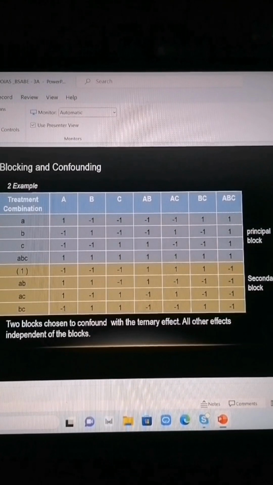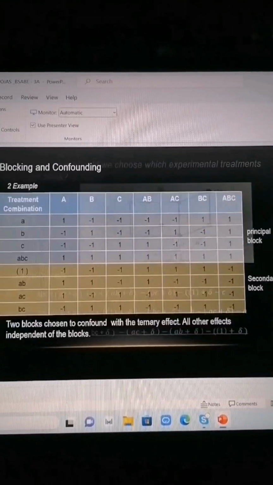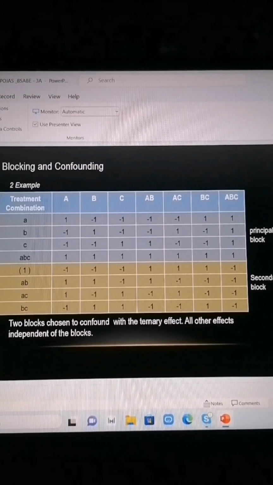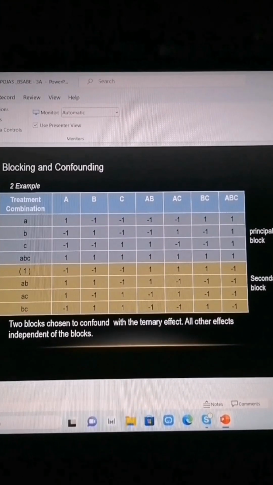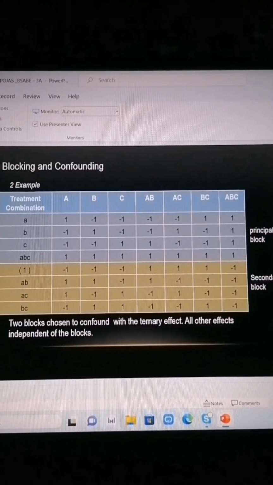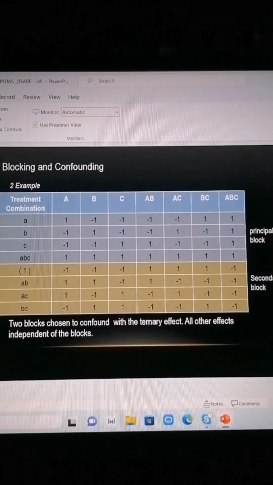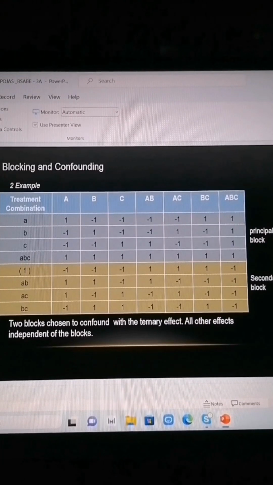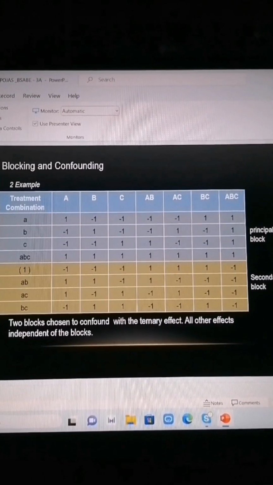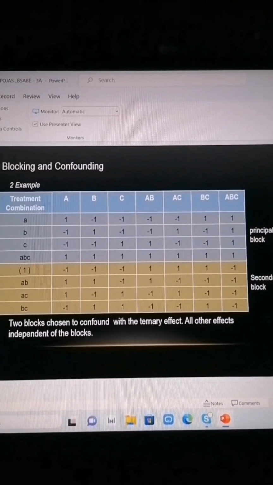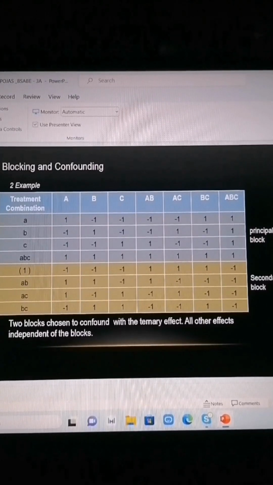The way that we choose the blocks, we set up our 2 cube table, and I've already sorted the ABC column from highest to lowest. I've got the positive ones on the top and the negative ones on the bottom. And so what we do is assign the top four to a principal block, and the bottom four, where ABC are all negative, we assign to the secondary block. And again, by doing this, we're confounding the blocking effect with the ternary effect, the highest order interaction, and all other effects are independent of the blocks.